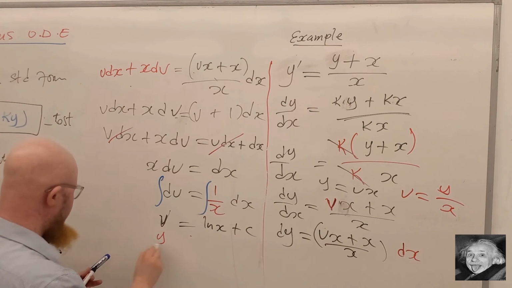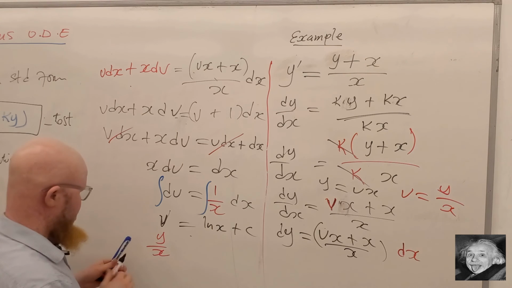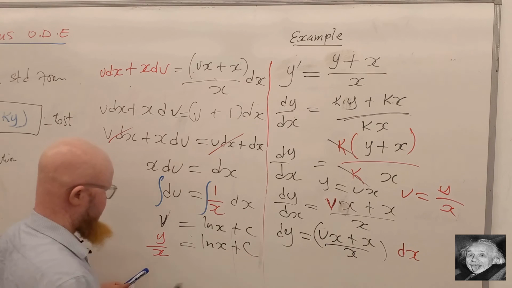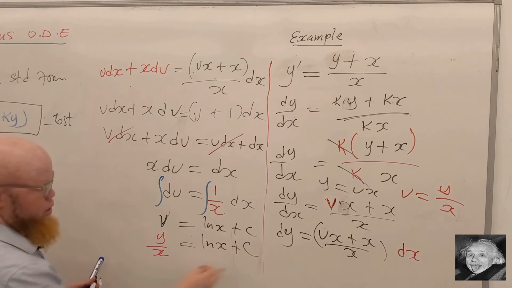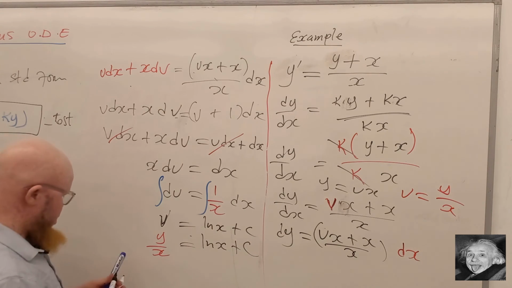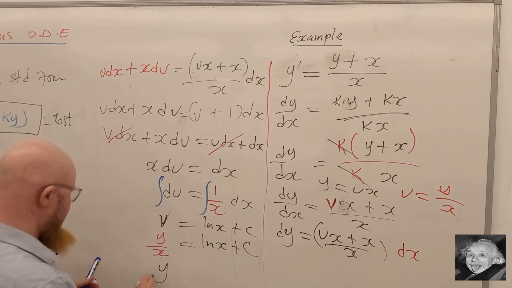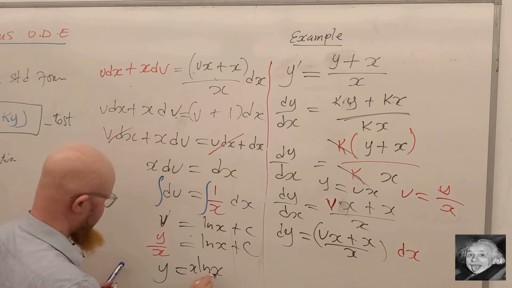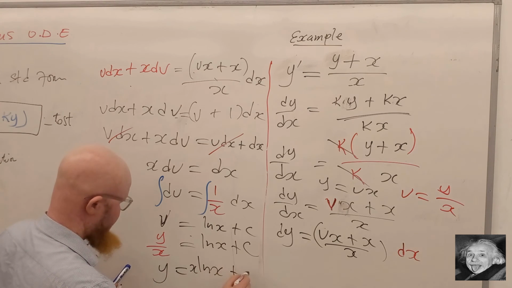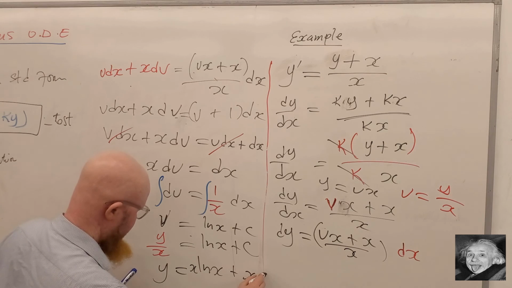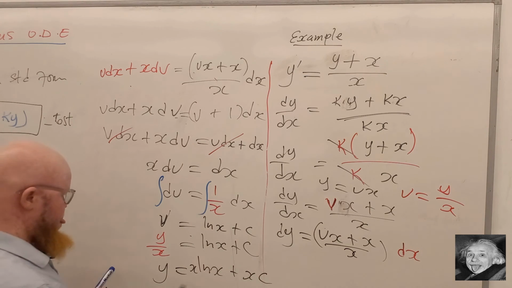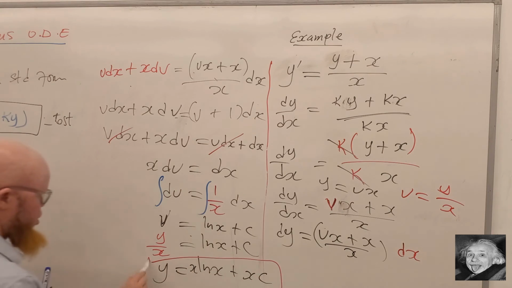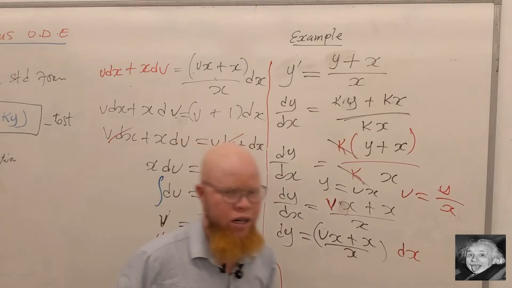So it will be y over x is equal to ln x plus c. Then I can take this x to this side. Then my answer will be y is equal to x times ln x plus x c. So this will be my solution for this ordinary differential equation.